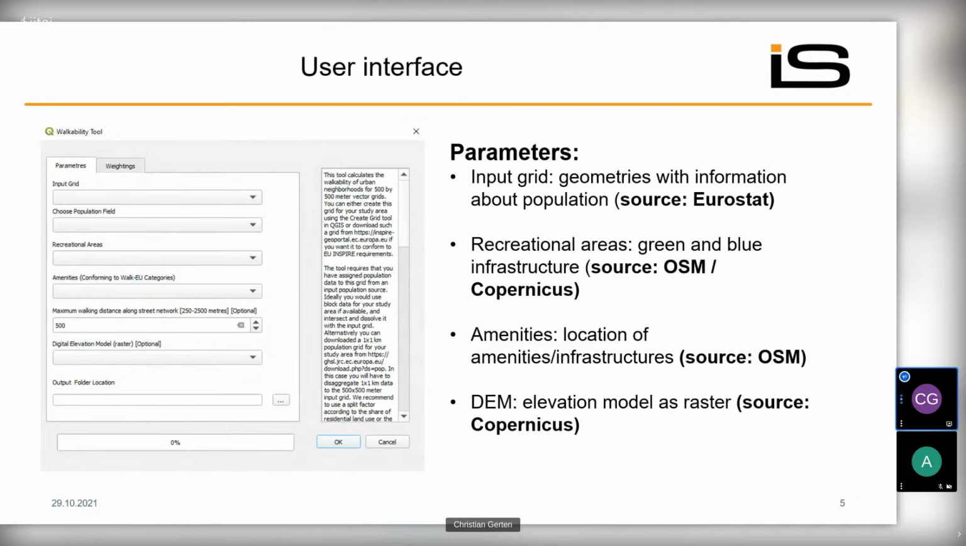Further, we need amenities, so the location of important infrastructures. I think here it's important to use, for example, the data from OSM. I think the POIs are quite good for it. And last but not least, also the DEM, the elevation model, as raster. This is important to calculate the slope in this area.